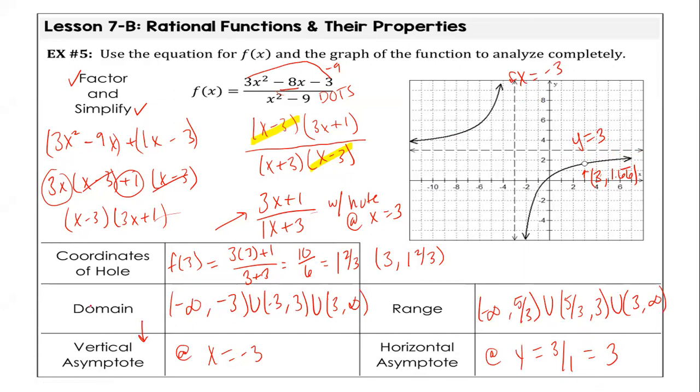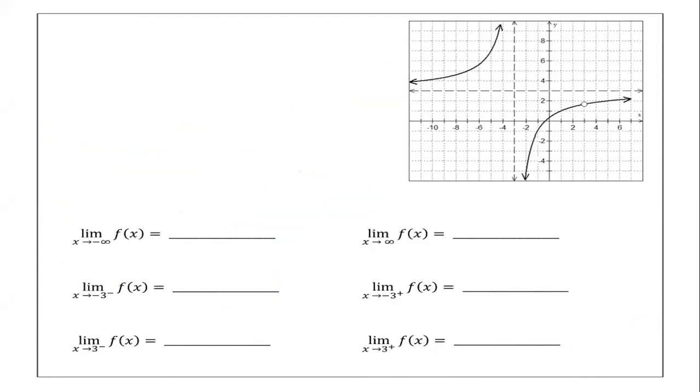Again, domain is left to right and range is bottom to top, and these tell us where our stops are. We know that x cannot equal -3 and 3, and on this end, we know that y cannot equal 5/3 and y cannot equal 3. That's why we have to stop. Does that make sense? We're going to keep analyzing this.